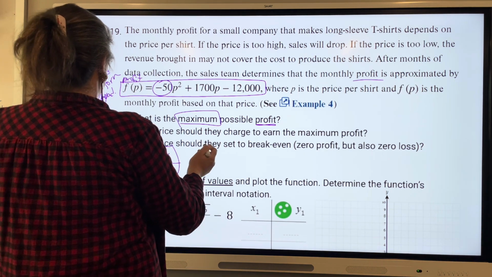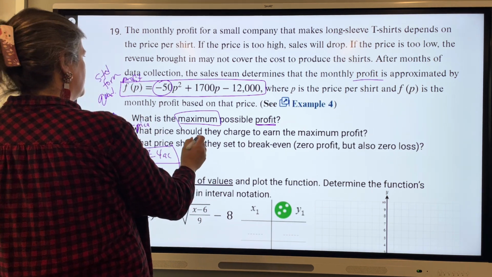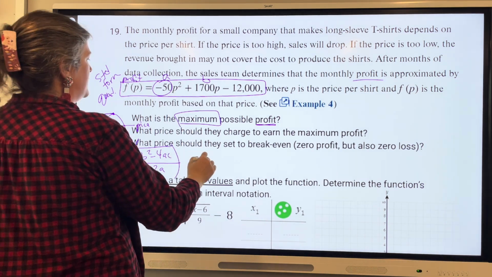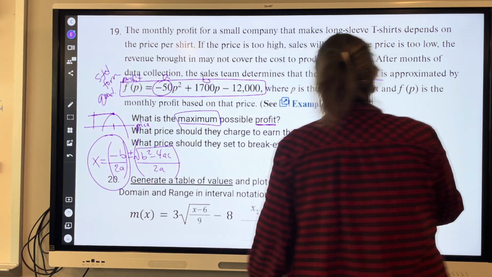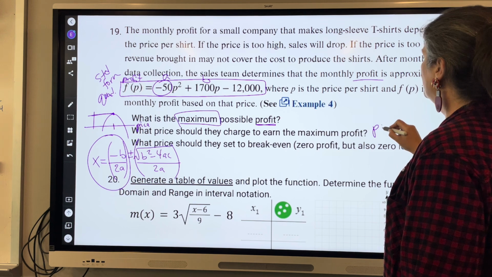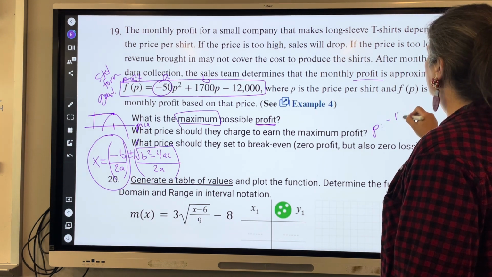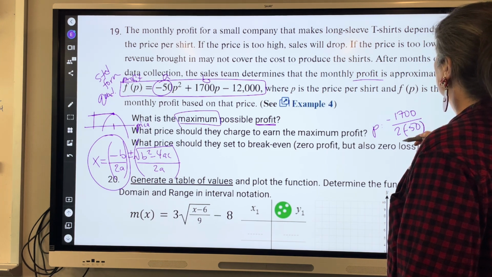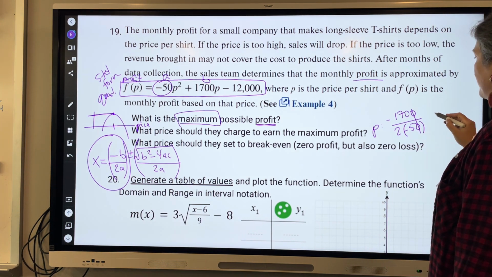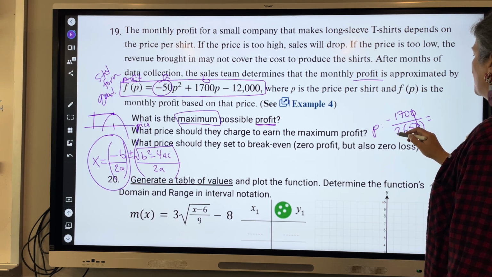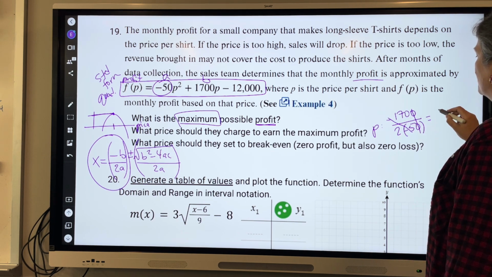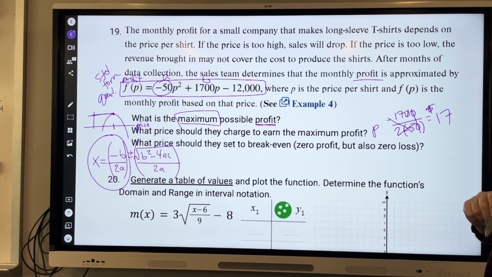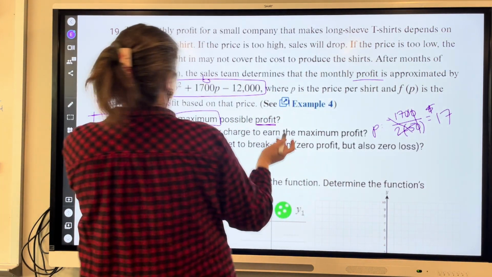Thank you, Carson. So b is this and a is this, and I don't care about c. The price they need to charge is going to be -1700 over 2 times -50. Okay, take out a 10. This is also a 10 and my negatives cancel, so 10, 10, 17. $17 is the price.